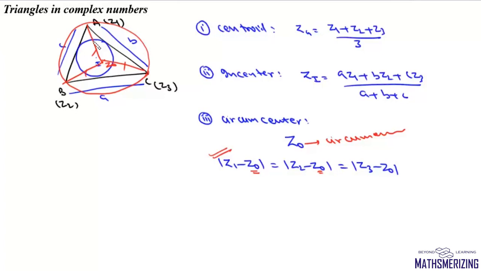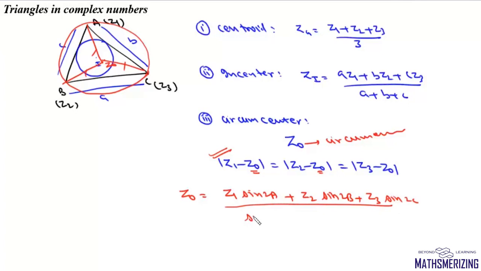And if we are given these angles A, B and C, we can write circumcenter of this triangle ABC as (Z1 sine 2A plus Z2 sine 2B plus Z3 sine 2C) upon (sine 2A plus sine 2B plus sine 2C). So we can find circumcenter of this triangle using this formula, and we get this formula using properties of triangles.